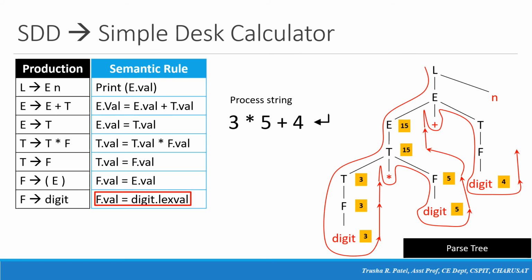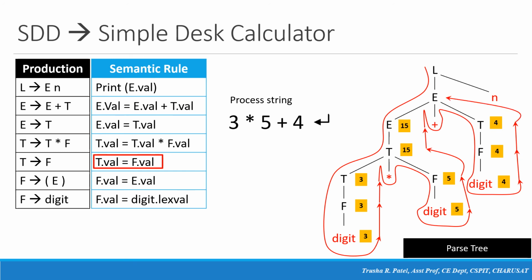Now we are traversing from digit to F, which is a reduction step. So the rule associated is F dot value is equals to digit dot lex value. So the value of digit will be assigned to F, which is 4. Now traversing from F to T, which is again a reduction. So the rule is T dot value is equals to F dot value. So the value of F will be assigned to the value of T, which is 4.